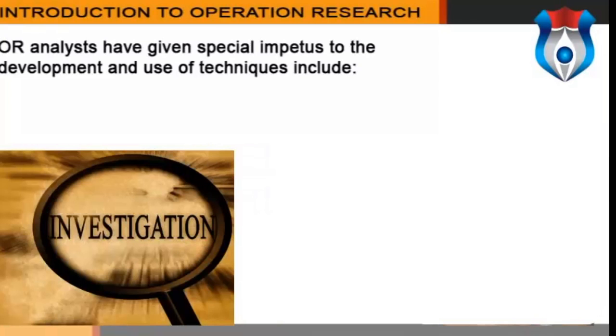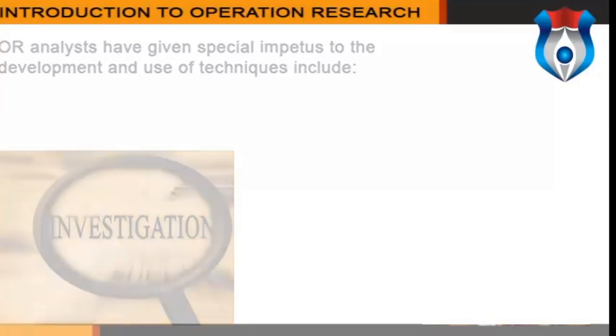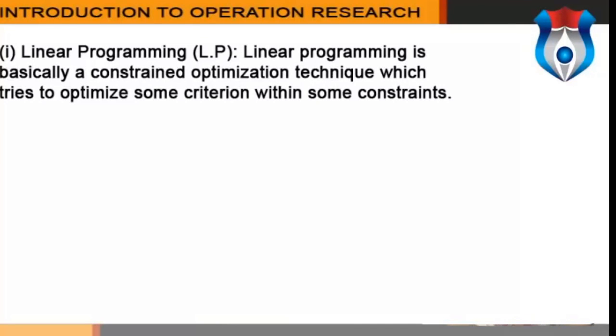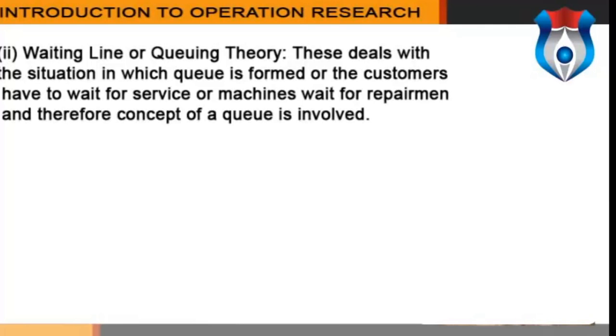OR analysts have given special impetus to the development and use of techniques, including linear programming, LP. Linear programming is basically a constrained optimization technique which tries to optimize some criterion within some constraints. Waiting line or queuing theory. This deals with situations in which a queue is formed, where customers have to wait for service or machines wait for repairmen, and therefore the concept of a queue is involved.